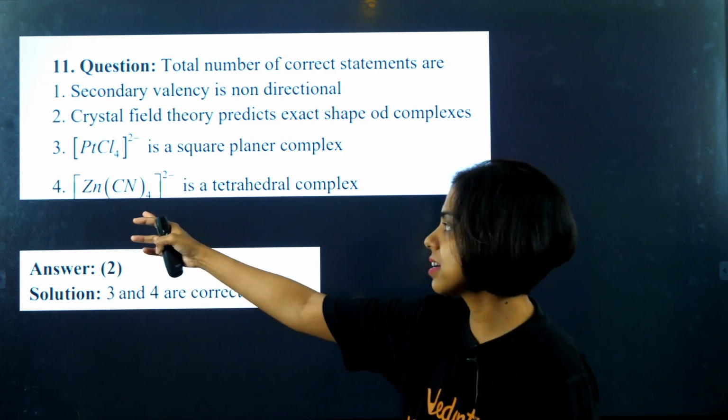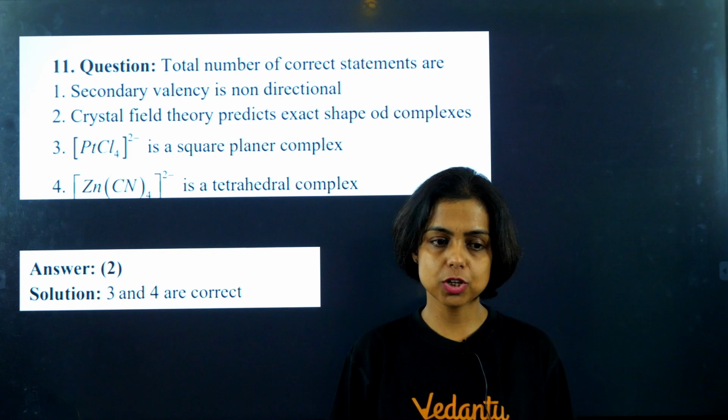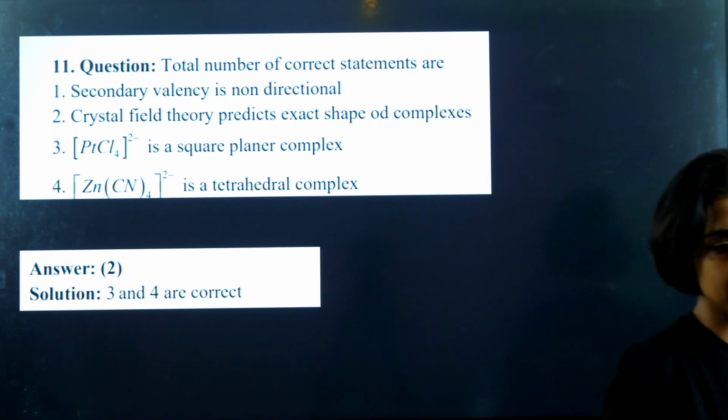True. This is a tetrahedral complex. Of course, it is also true. It is a common complex. So statements 3 and 4 are true. How many statements are true? It is integer type. So you have 2 statements that are true in this.